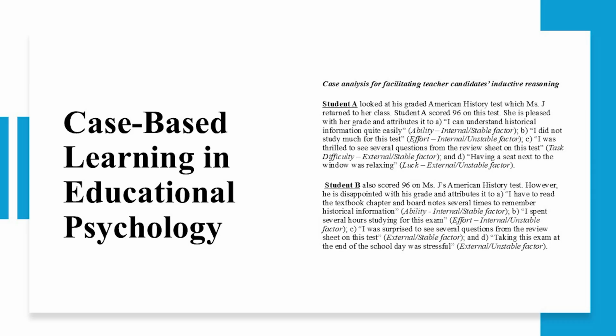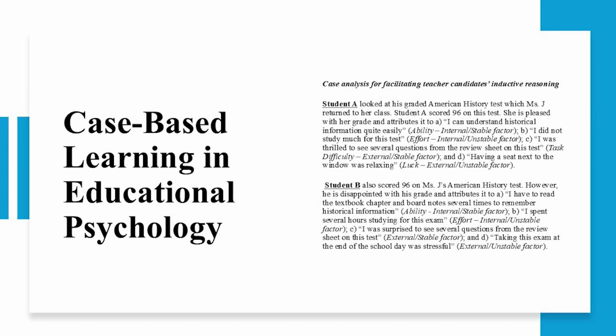Here's an example of a vignette that would be given to them. This particular topic focuses on attribution theory, which is by Weiner, in relation to motivation and goal setting. And they have to understand this as classroom teachers. When they grade student work and return it to them, how do the students interpret the feedback that they receive? You can see student A and student B both received 96 out of 100, but their attributions, or their interpretation of what they got back, is very different.